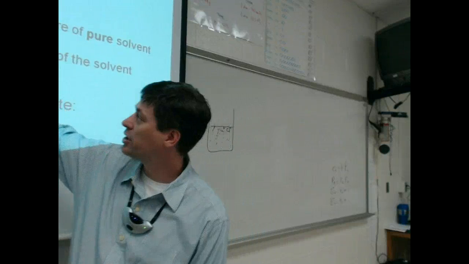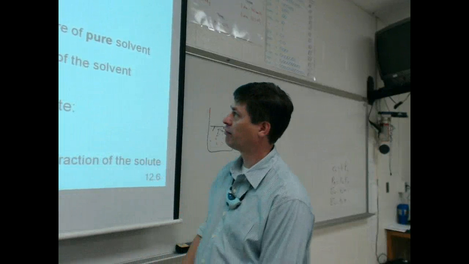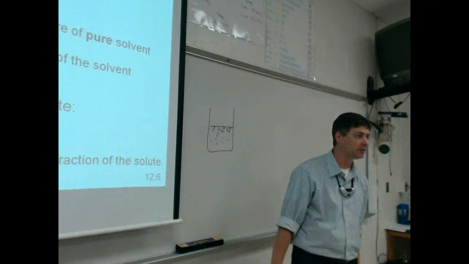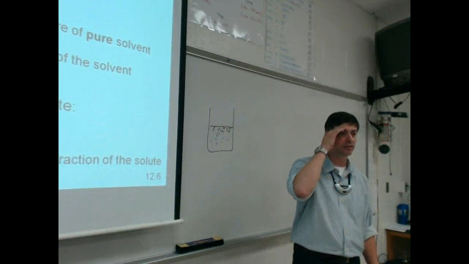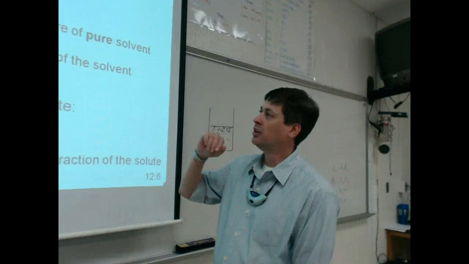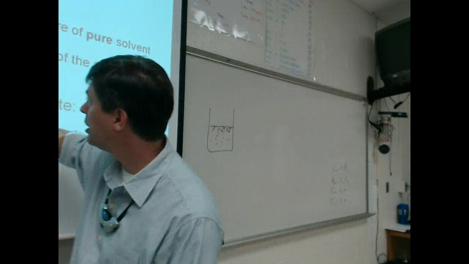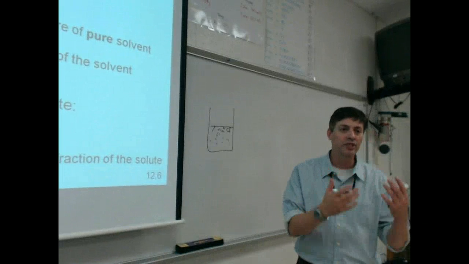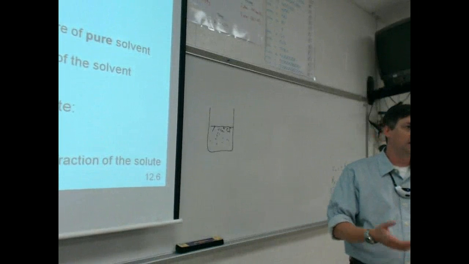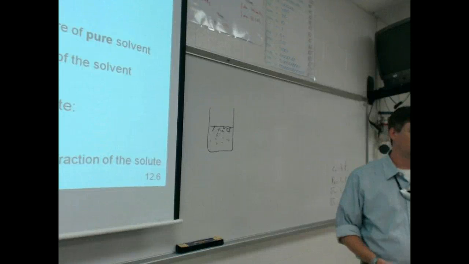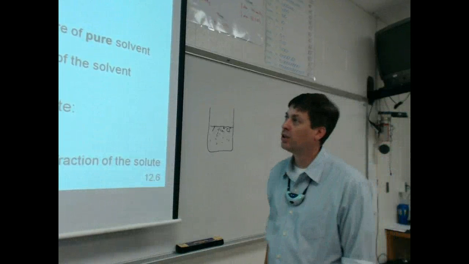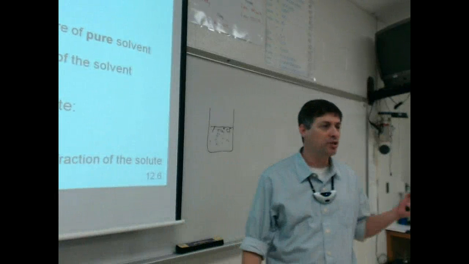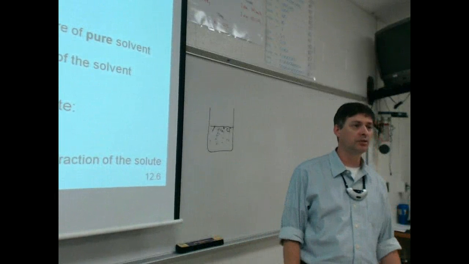We've got, let's start on this side. P naught is the vapor pressure of the pure solvent. That's before we add solute. What's the vapor pressure of our solvent? X is the mole fraction of the solvent. Okay, what part of the solution is solvent by moles? And then P1, that will be the new lowered vapor pressure because of the solute.